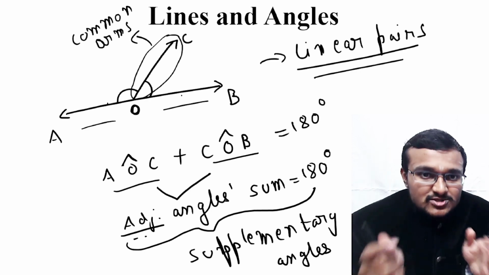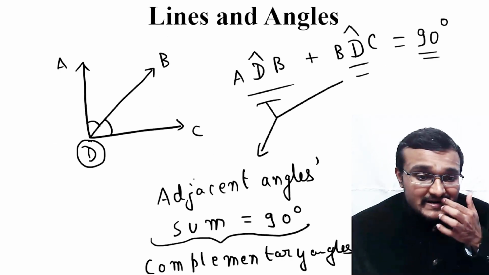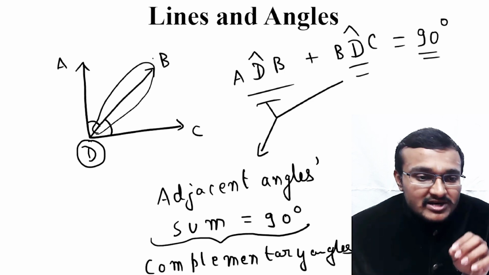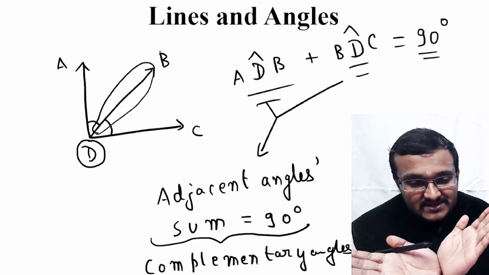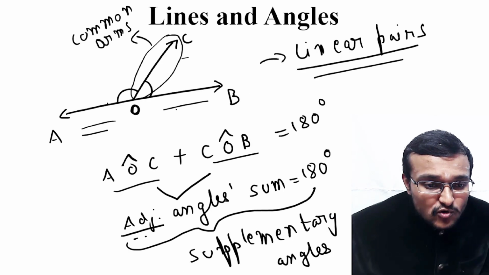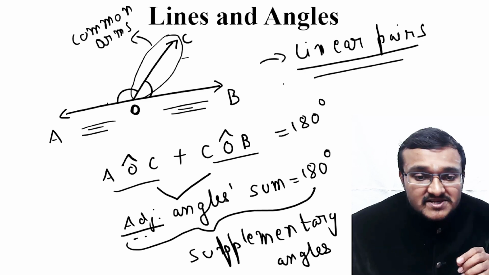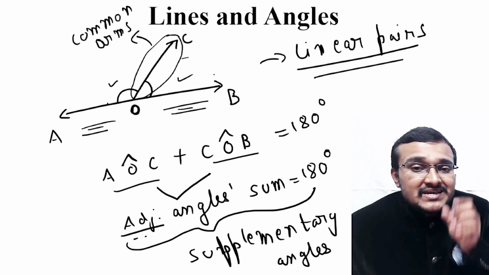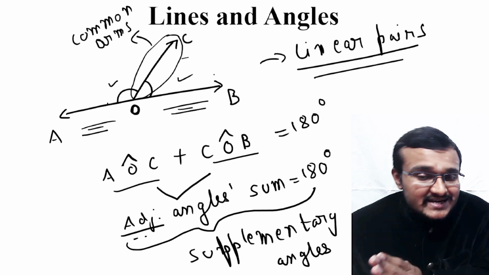That means the two angles have OC as the common arm. Even in the previous examples for complementary angles, DB acts as the common arm. DA and DC are non-common arms, that is, different arms of different angles, but DB is common for both the angles. Here in these supplementary angles, AO and BO are non-common arms, and the sum of this pair of angles, AOC and COB, gives you 180 degrees.